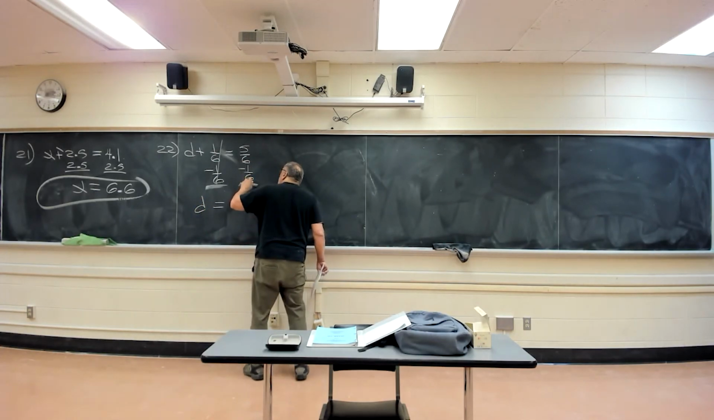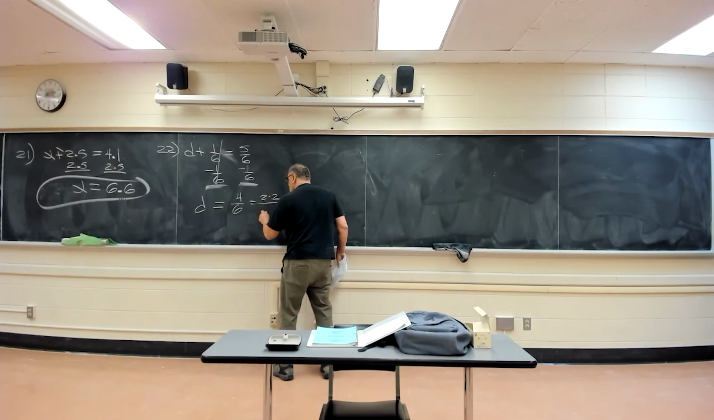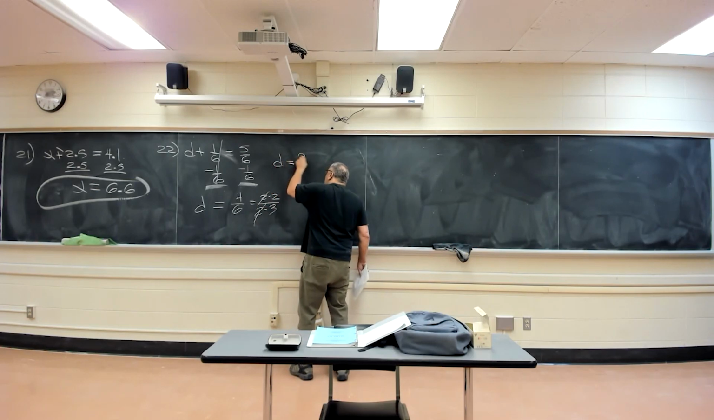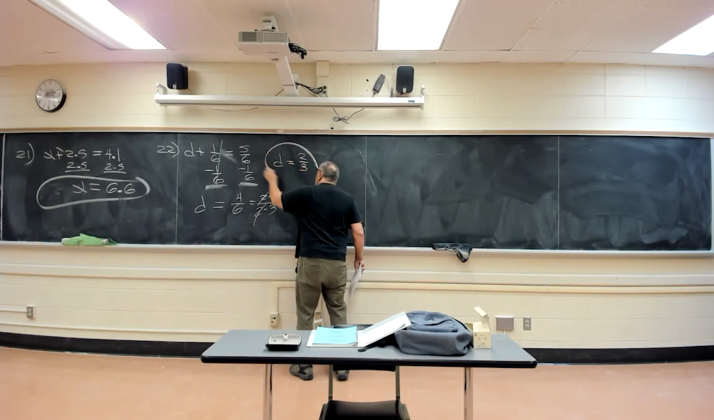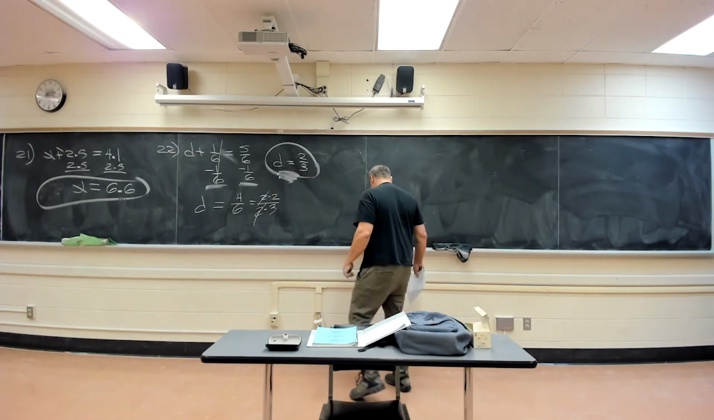5 over 6 plus negative 1 over 6. 5 and negative 1 is 4. Does that cancel? Yeah, it cancels out. I mean, 2 times 2 is 4. 2 times 3 is 6. It's 2/3. Usually you want things written in lowest terms, guys. That's usually the best way to approach it regarding that. Okay?